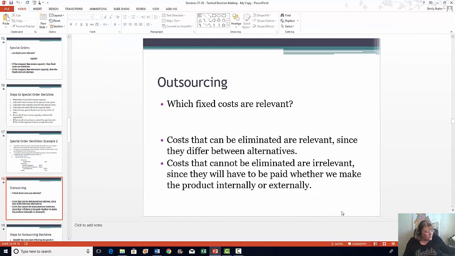Okay, now outsourcing. Outsourcing is when you have somebody else make your items, like the dentures. The dentist made them in-house. He was looking at doing them outside. So which fixed costs are relevant? Costs that can be eliminated are relevant since they differ between alternatives, right? If you make them in-house, these fixed costs are relevant because you have to pay them. If you don't make them in-house, then you can eliminate them. So costs that cannot be eliminated are irrelevant since they will have to be paid whether you make the product internally or externally.